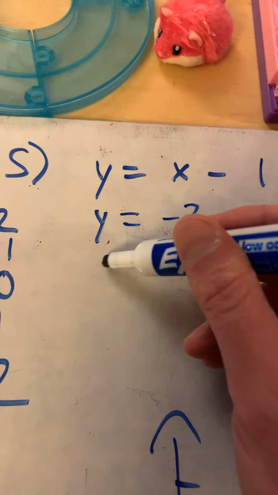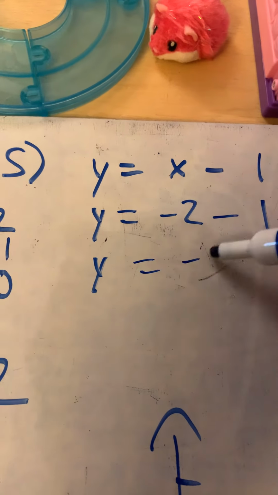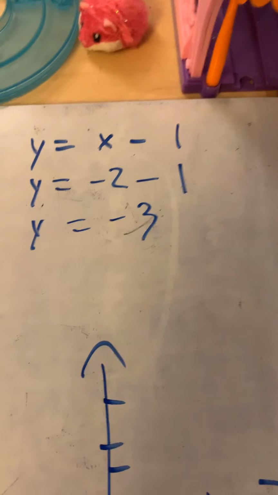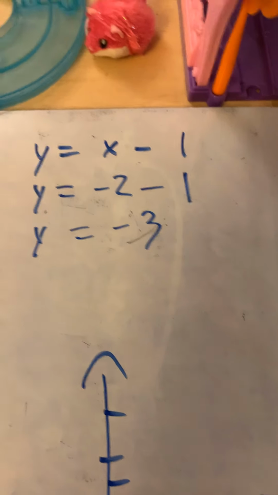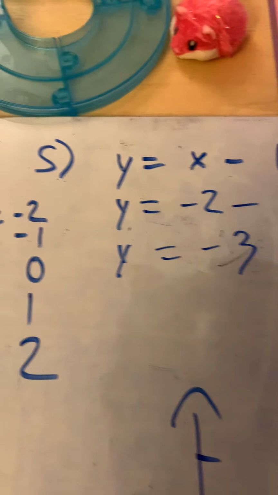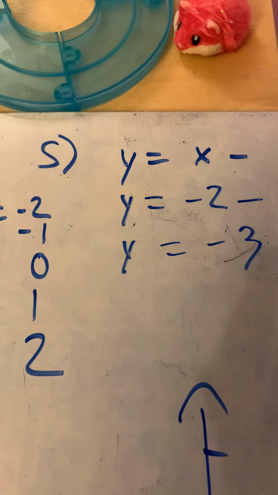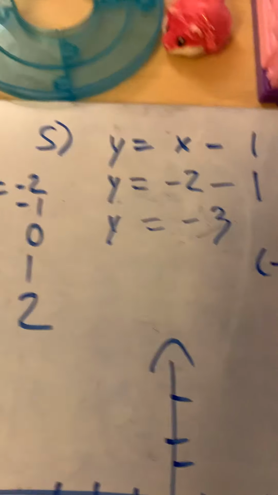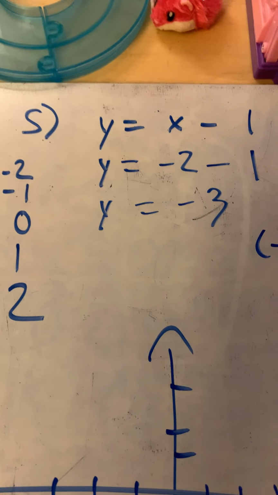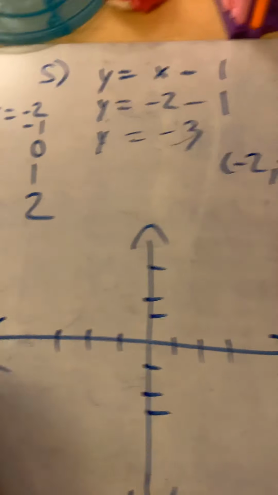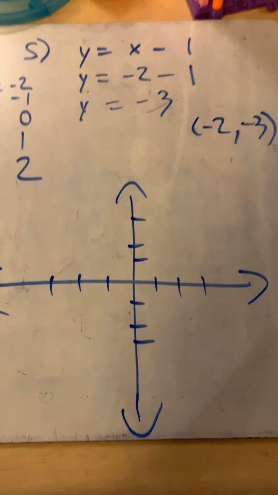Maybe I will get you started. 2 negatives and 1 negative make 3 negatives. So that means your first ordered pair would be x is -2 and y is -3. Okay? That's what you're going to do in that part. And then once you have all the ordered pairs, it's going to ask you to graph them.